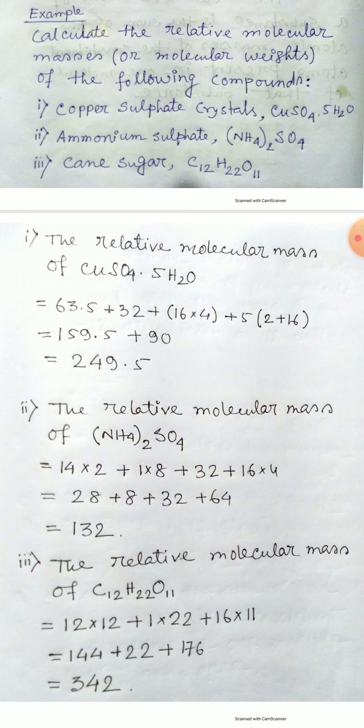Now the last example, the relative molecular mass of cane sugar, C12H22O11. We know that for carbon the atomic mass is 12, so 12 into 12, as there are 12 carbon atoms, plus 22 hydrogen, so 1 into 22, plus 11 oxygen, so 11 into 16. So total mass is 342 AMU.